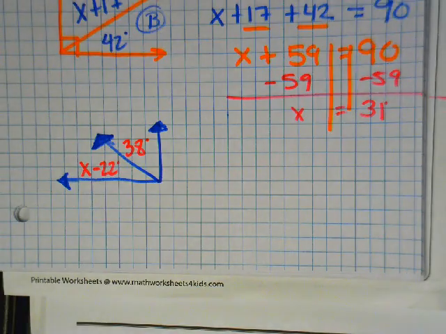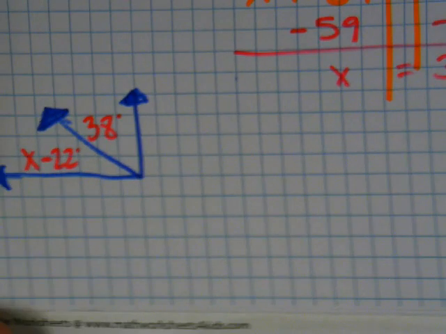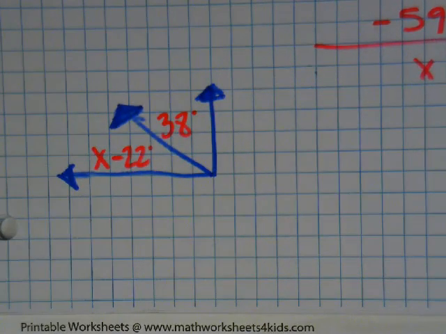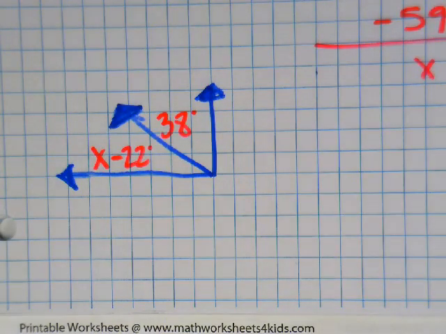Okay, 38 and X minus 22. Write it down. Don't fear the numbers. X is minus 22 plus 16. So you draw the bar? Yes. Always draw the bar.